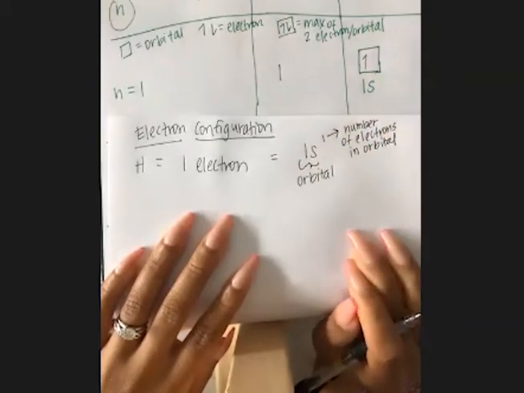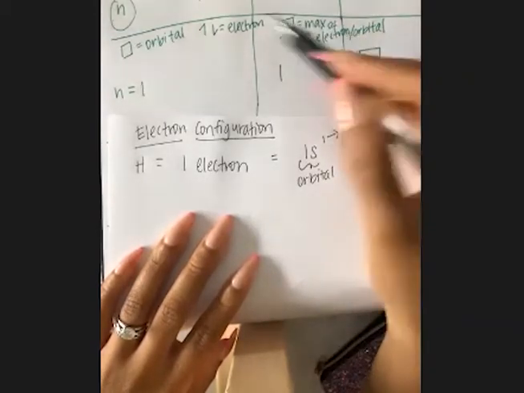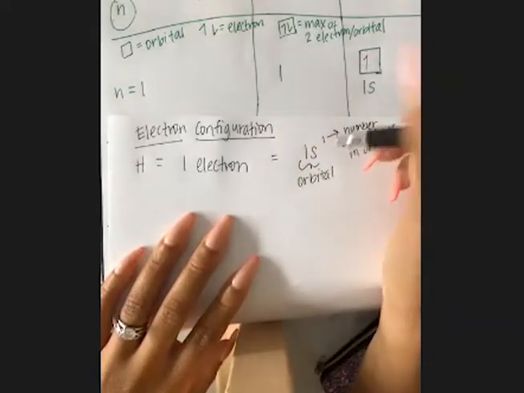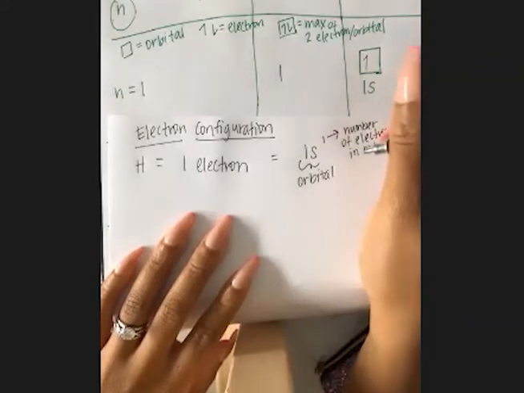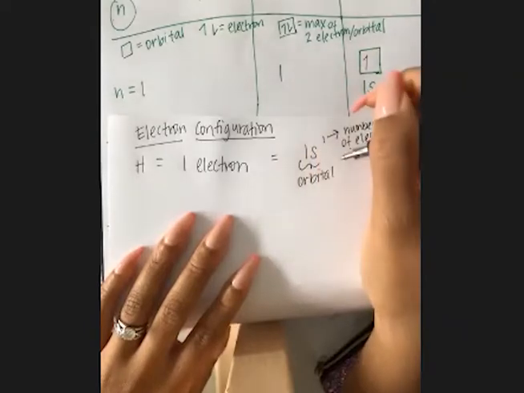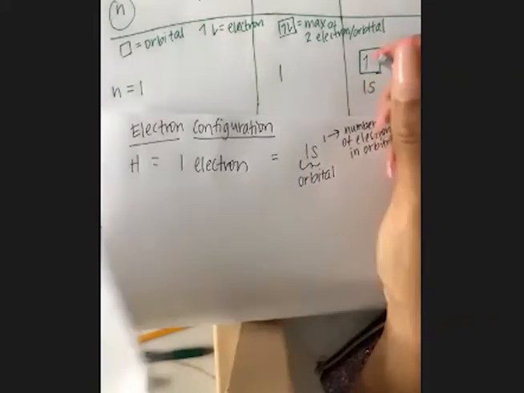In that very first box, I put 1 electron. Remember, this half arrow represents an electron. That very first electron is hydrogen, and it's in the 1s orbital. So that means the probability of finding the electron in hydrogen is going to be in a small shape of a sphere. If we go to the next element, element number 2 is helium.